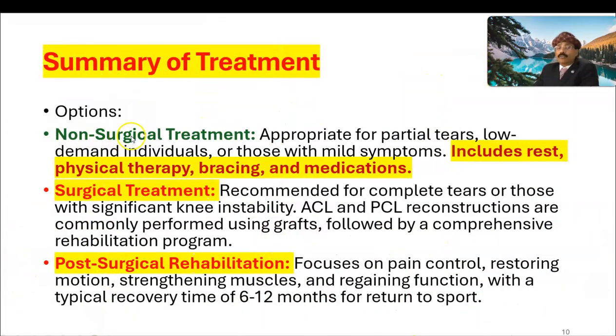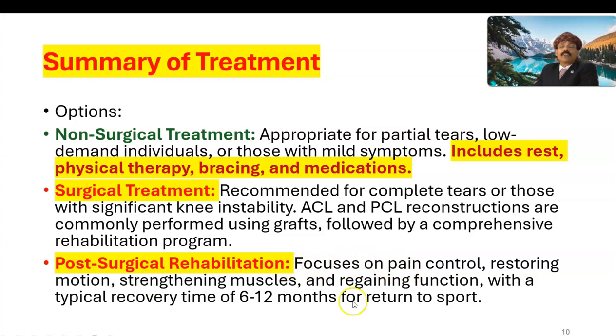Summary of the treatment options: we have non-surgical treatment, surgical treatment, and post-surgical rehabilitation. Non-surgical treatment is appropriate for partial tear, low demand individuals or those with mild symptoms, and includes rest, physical therapy, bracing, and medications. Surgical treatment is recommended for complete tears or those with significant knee instability. We need the surgical treatment. ACL and PCL reconstructions are commonly performed using graft, followed by a comprehensive rehabilitation program.